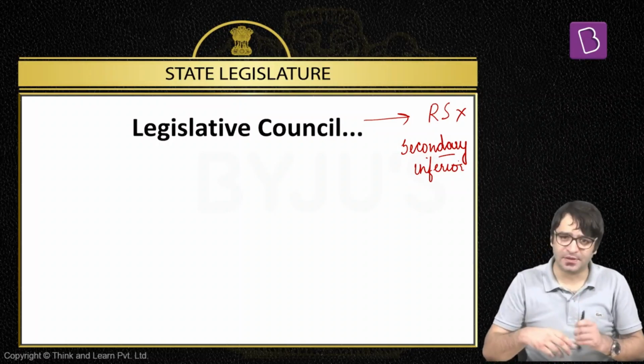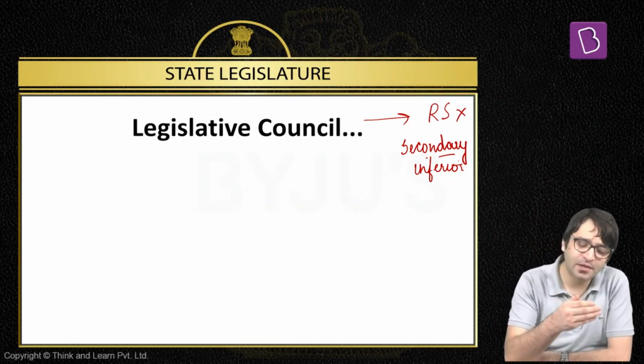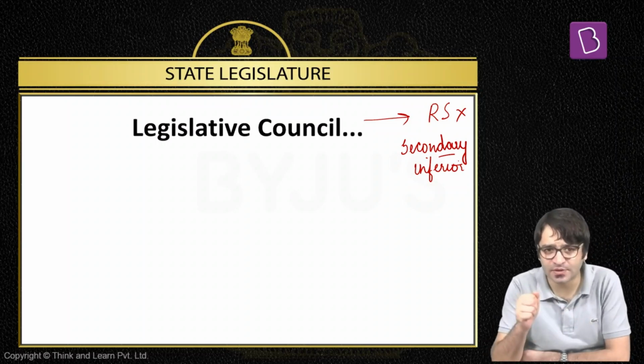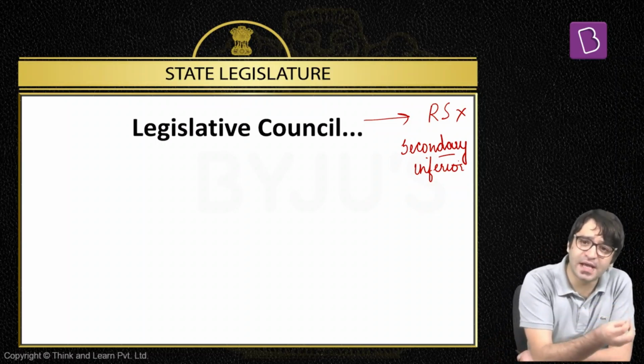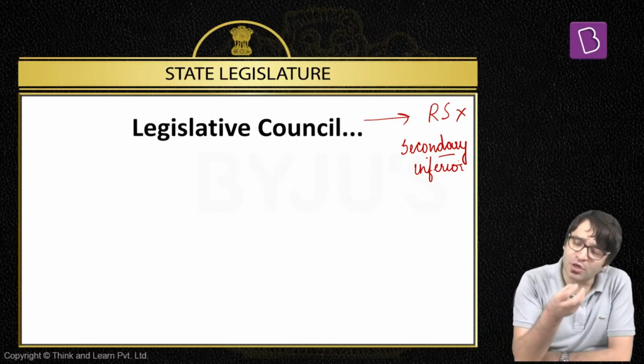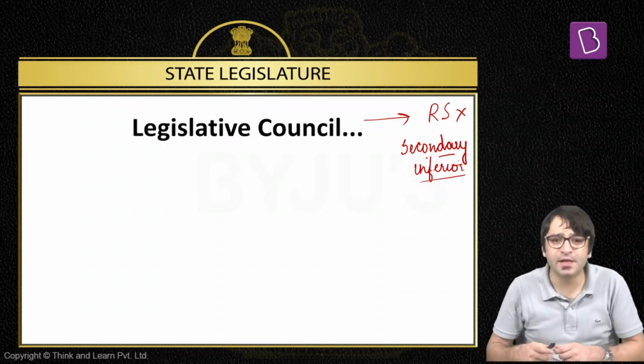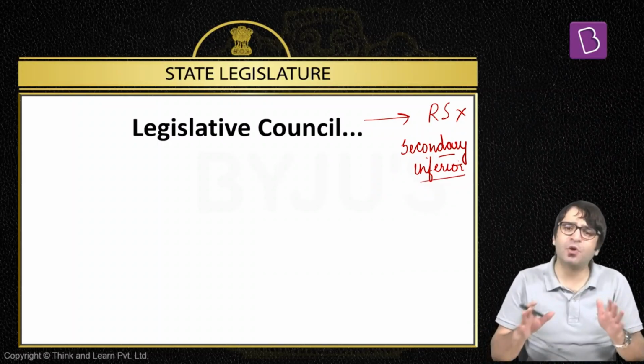So when it comes to legislative council, there are a few things that we need to discuss. Number one, who can establish a legislative council? Who can abolish a legislative council? How legislative council can be established? How legislative council can be abolished? Why few states have legislative councils? Why others do not have legislative councils? What is the role played by legislative councils? If the role played is inferior, why should we have legislative councils in the first place? All this and much more we are going to discuss now.